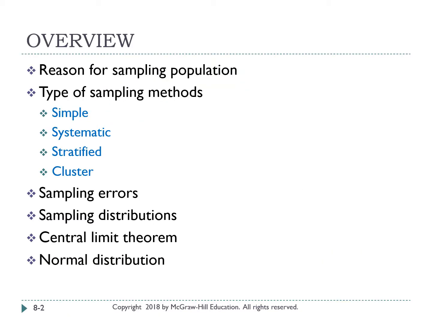In this chapter, we will be explaining the reasons for sampling your population, and we will also be looking at the types of sampling method that we can use when we want to sample our population. You have simple random sampling, systematic sampling, stratified, and cluster. And we will also be explaining the sampling error, sampling distribution, central limit theorem, as well as normal distribution.